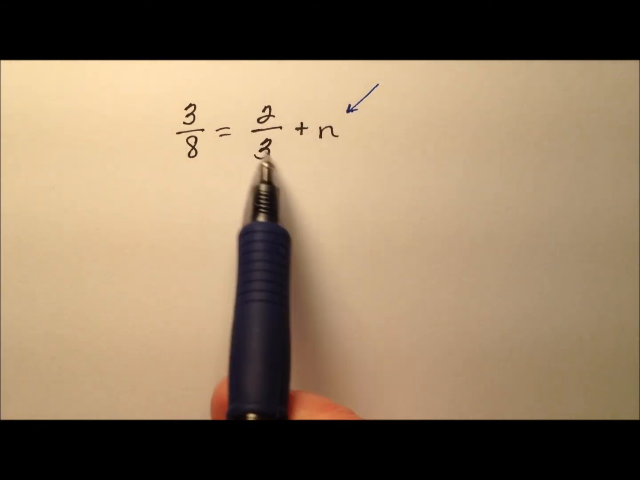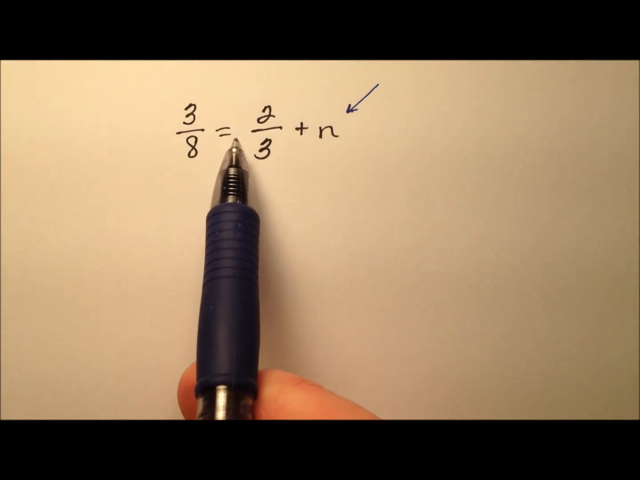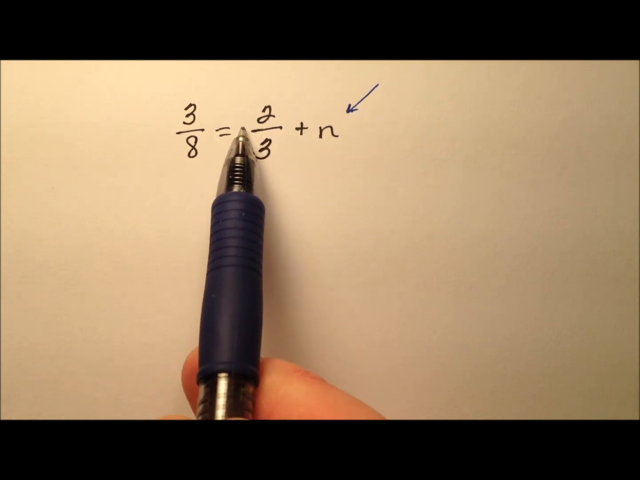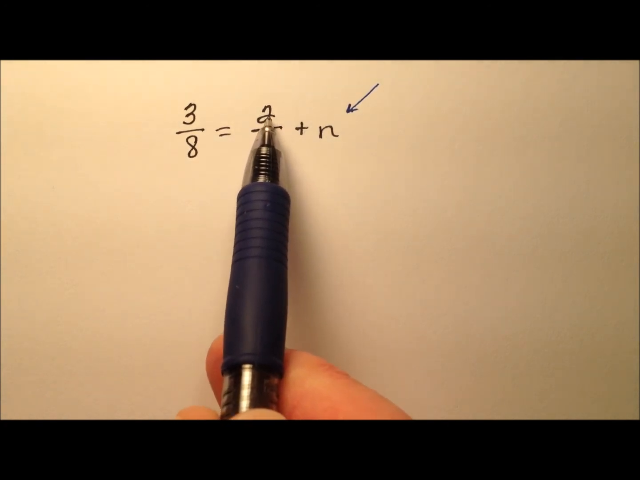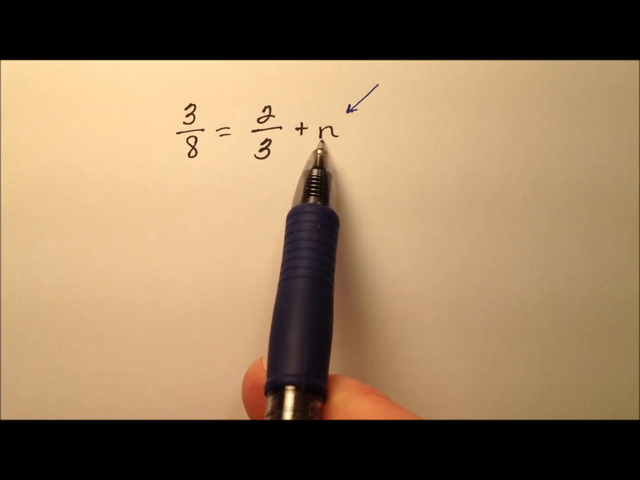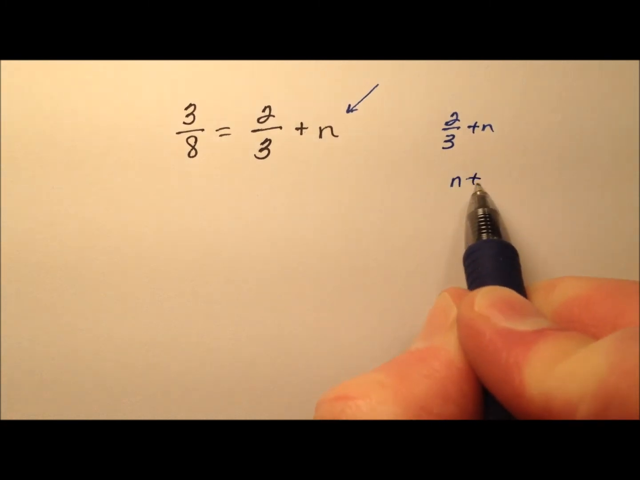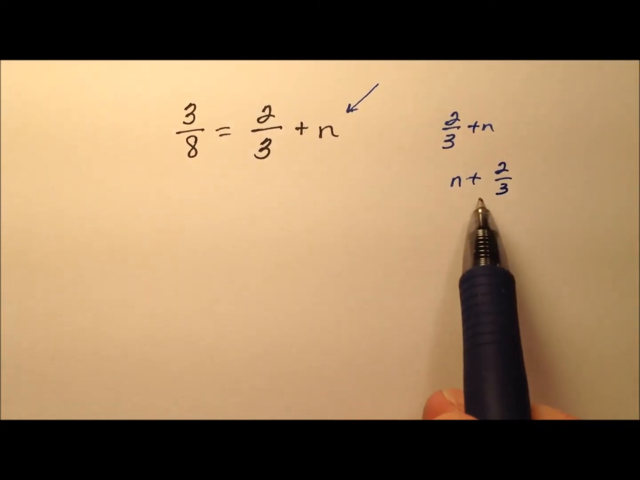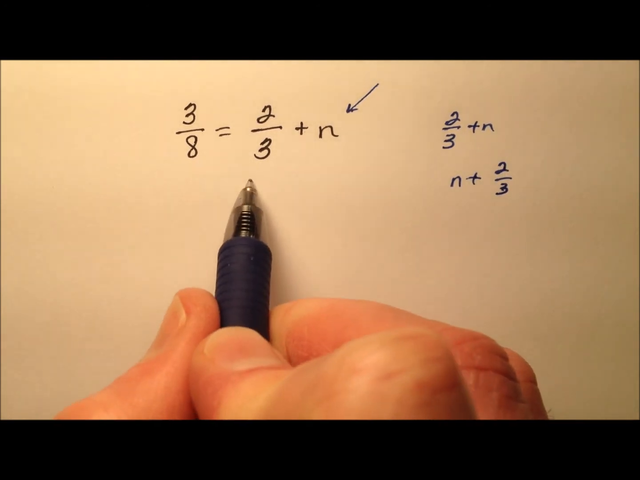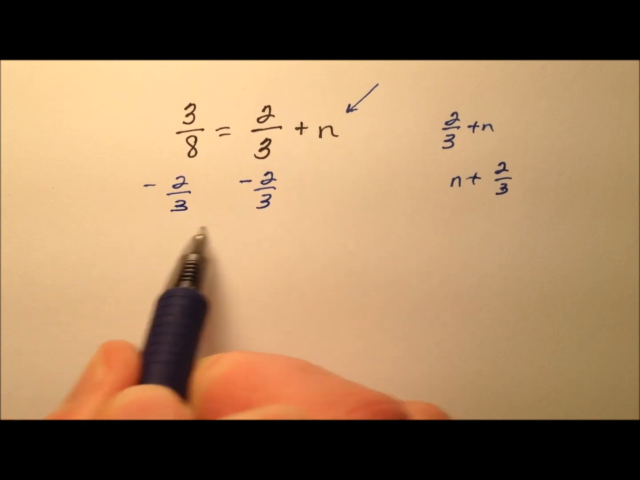So similar to a previous example that we looked at, we have 2/3 plus n right here. And again, some students get a little confused because they don't see a sign in front of the 2/3. Well, realize here that this 2/3 is positive, and remember that 2/3 plus n is the same as n plus 2/3. So really what we need to do is the opposite of adding 2/3. So that's going to be subtracting 2/3 from both sides of this equation.